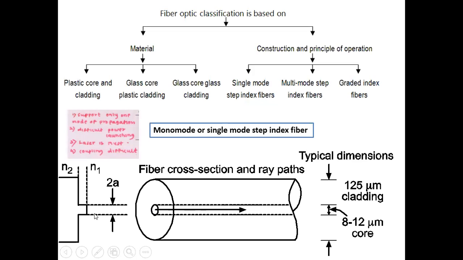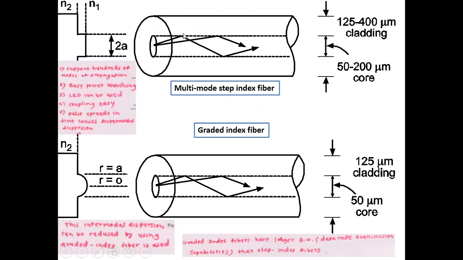So this is the single mode fiber, where the core to clad refractive index is changed in a step, and this is the dimension. The core dimension is 8 to 12 micrometer, and the cladding is 125 micrometer. So this is a single mode step index fiber. Then we will see multi-mode step index fiber. So what is happening in multi-mode step index fiber? Instead of a single ray, you will have multiple rays. That's why it is called multi-mode step index fiber. But the core to clad refractive index is changing in a step. That's why step index, but multi-mode.